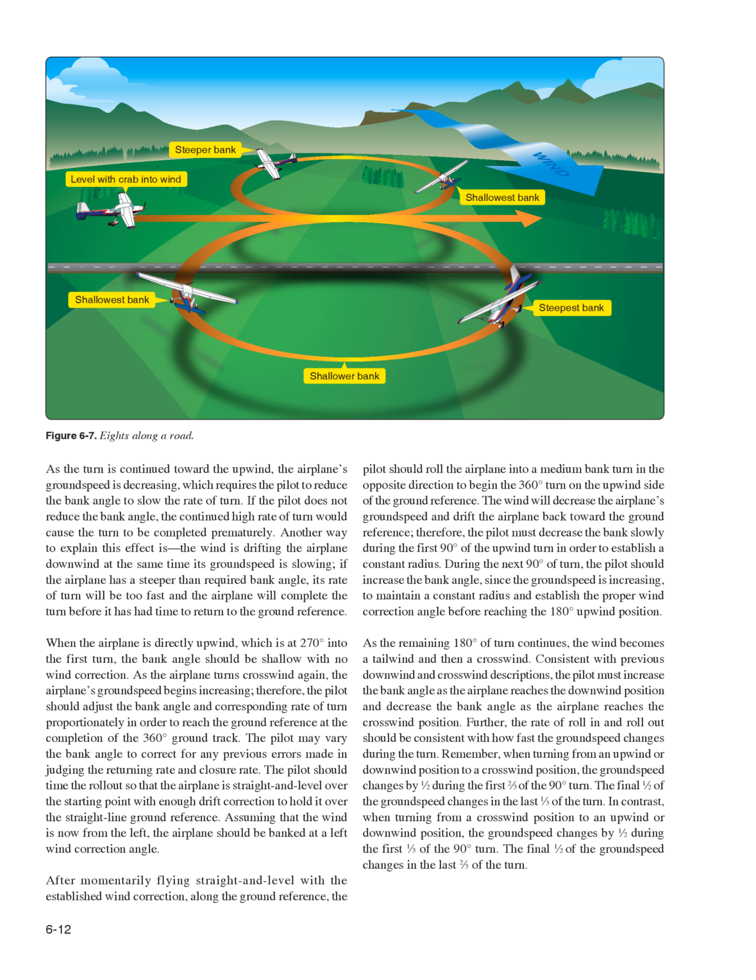Further, the rate of roll-in and roll-out should be consistent with how fast the ground speed changes during the turn. Remember, when turning from an upwind or downwind position to a crosswind position, the ground speed changes by half during the first 2/3 of the 90 degrees turn. The final half of the ground speed changes in the last 1/3 of the turn. In contrast, when turning from a crosswind position to an upwind or downwind position, the ground speed changes by half during the first 1/3 of the 90 degrees turn. The final half of the ground speed changes in the last 2/3 of the turn.